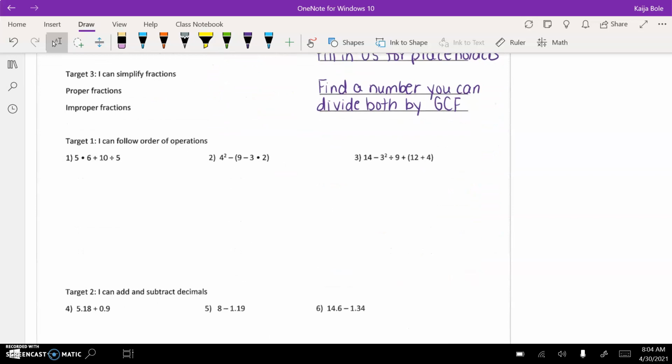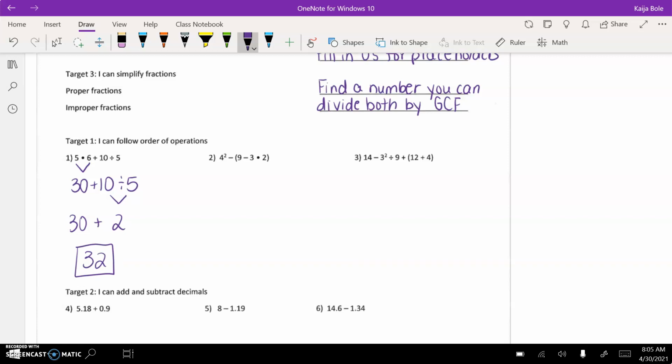Order of operations first. So no parentheses, no exponents, but I have multiplying and dividing. And I'm going to go left to right. So 5 times 6 is 30. Bring everything else down. Don't do too many things at once. Then I would have to divide first. 10 divided by 5 is 2. So 30 plus 2, and 30 plus 2 is 32.